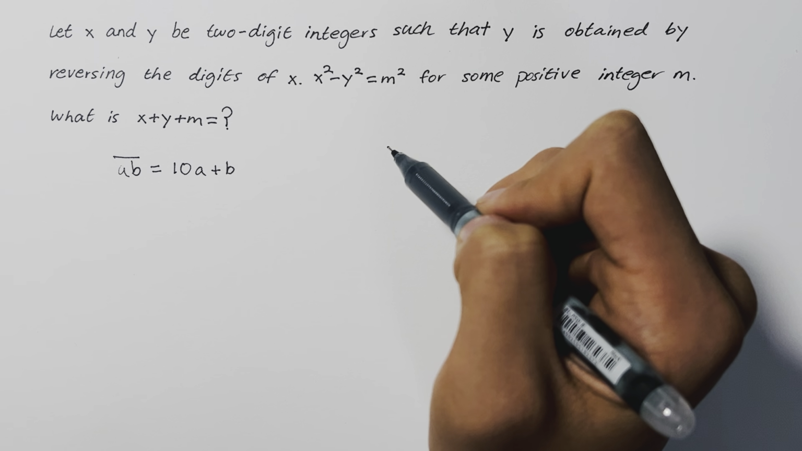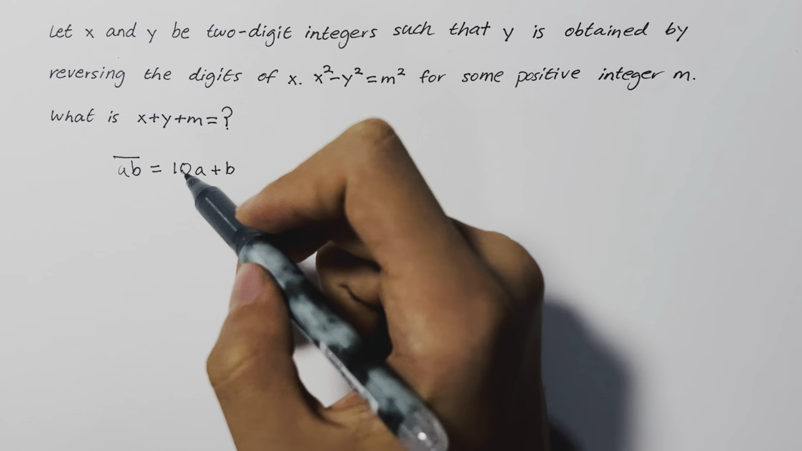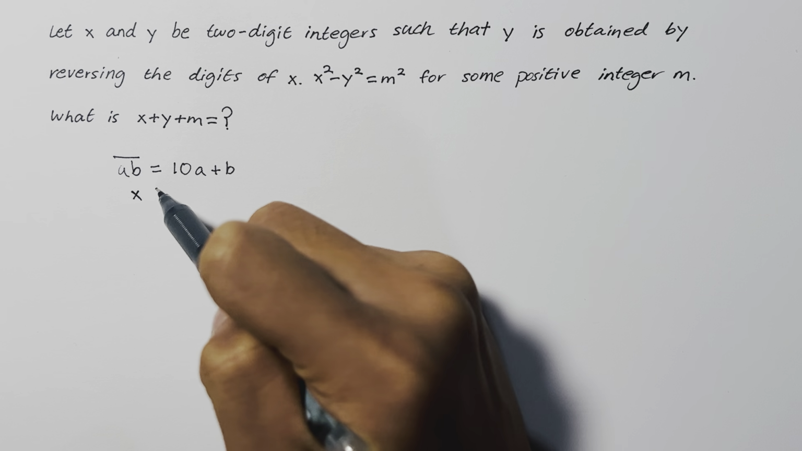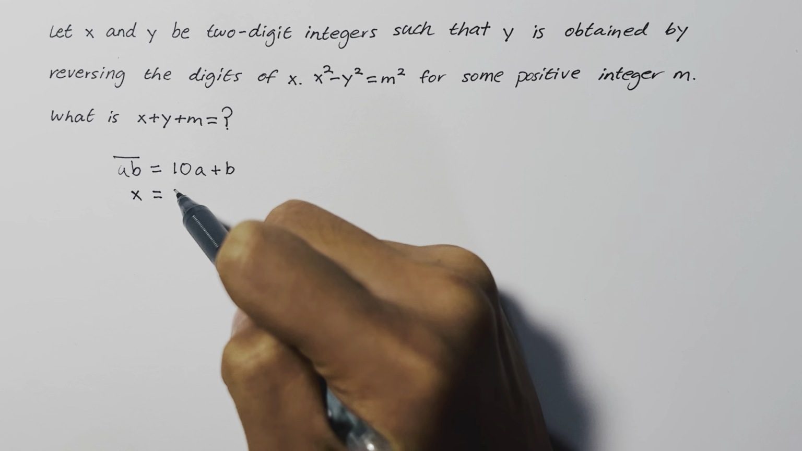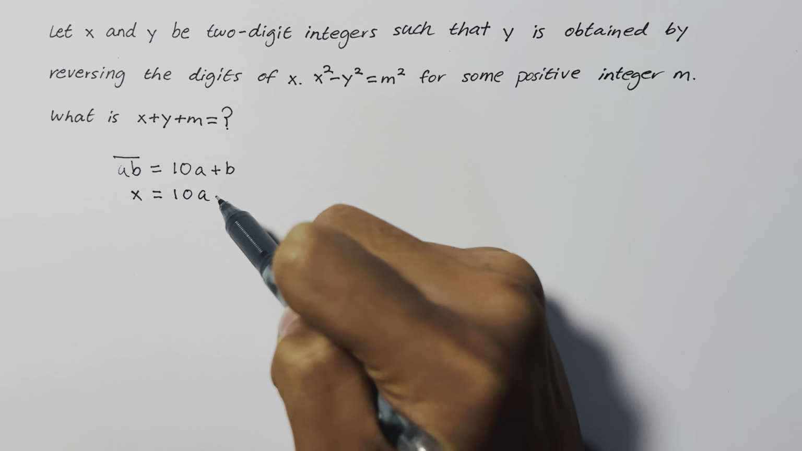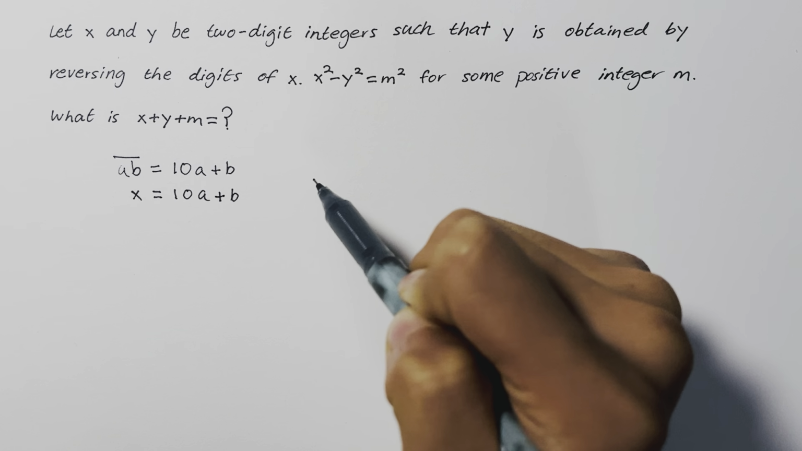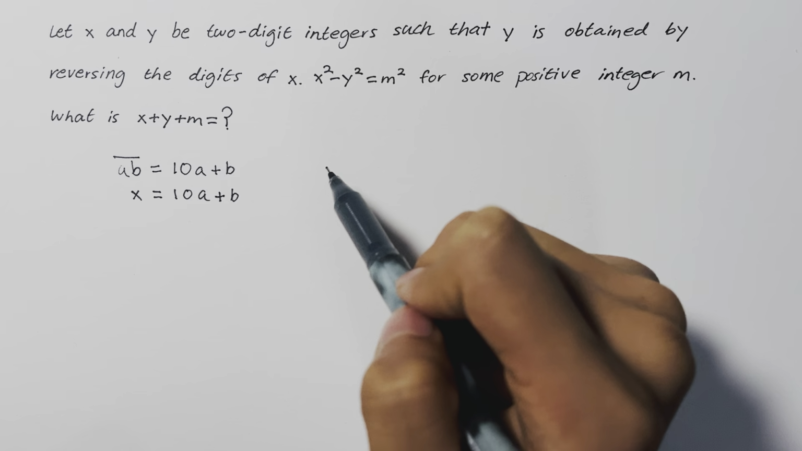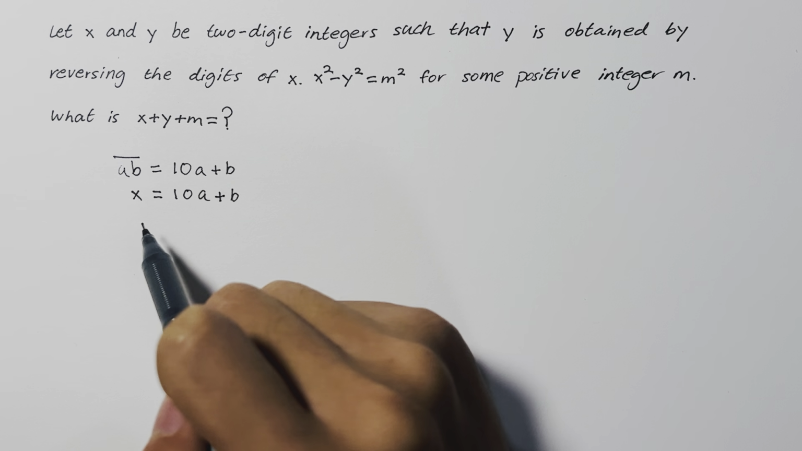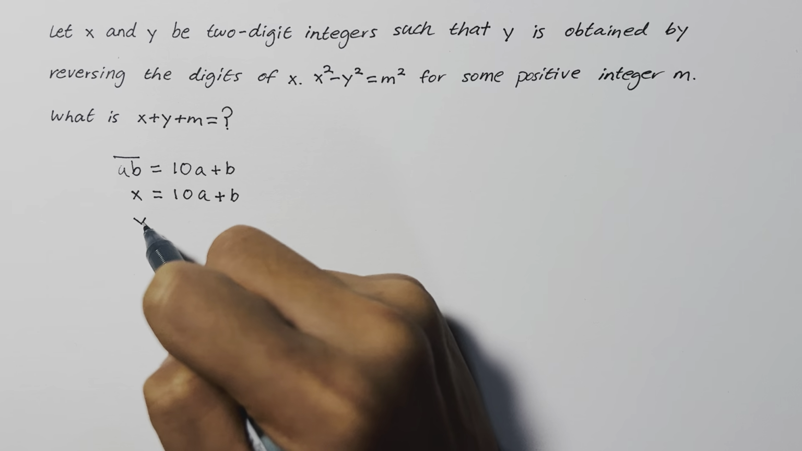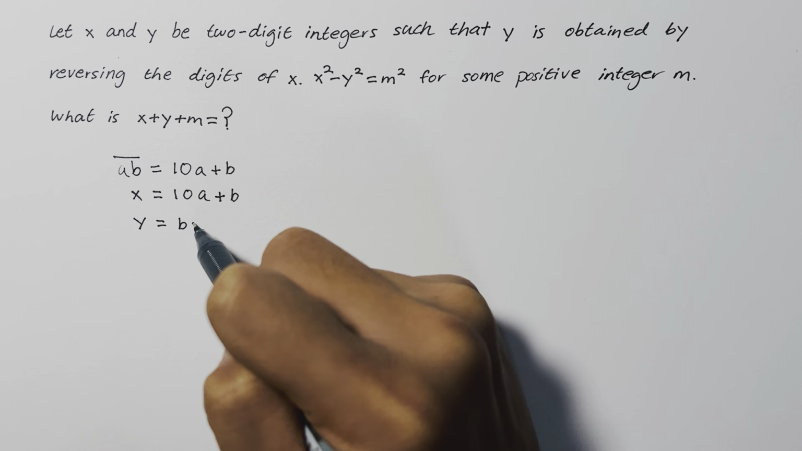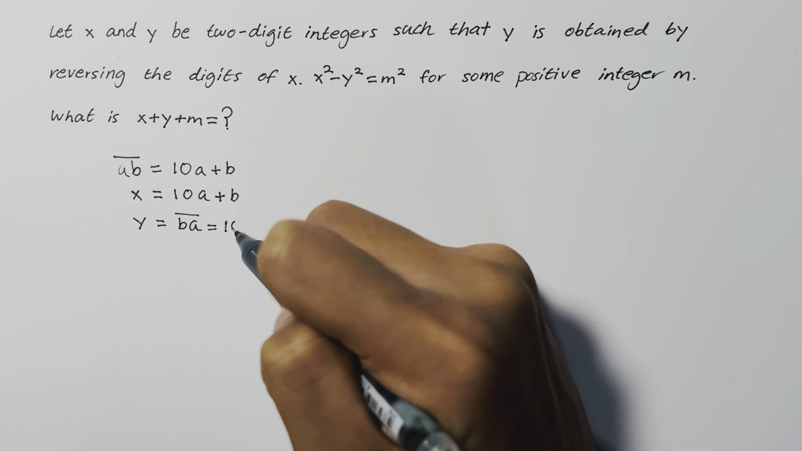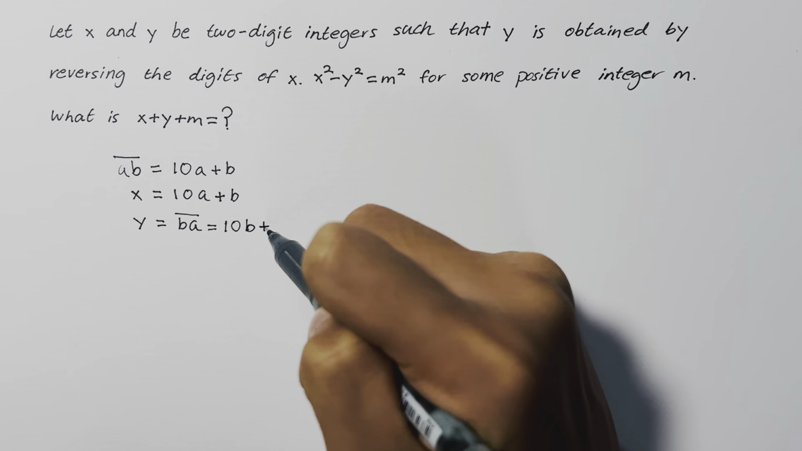So we can let the digits of x be A and B. So we have x equals 10A plus B. And the problem states that y is the reverse of x. So if you have x as AB, y will equal BA, and BA would equal 10B plus A.